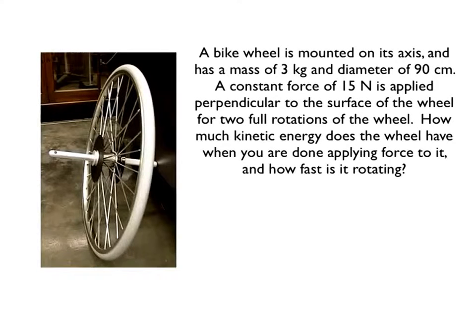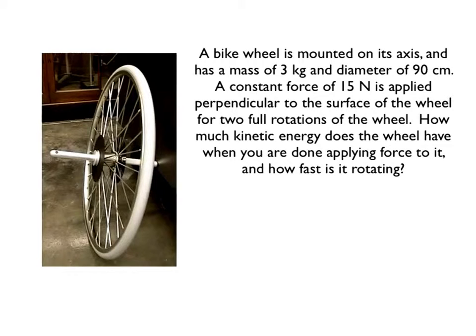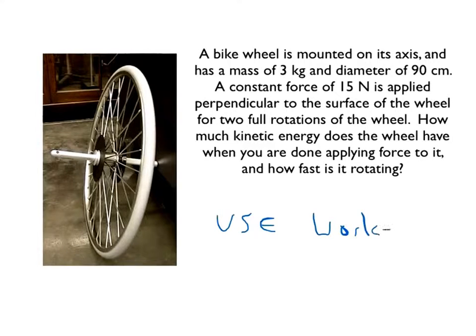So the question is, a bike wheel is mounted on its axis and has a mass of 3 kilograms and a diameter of 90 centimeters. A constant force of 15 newtons is applied perpendicular to the surface of the wheel for 2 full rotations. The two parts of the question are: 1, how much kinetic energy does the wheel have when you're done applying the force? And 2, how fast is it rotating? What we're going to do here is use the work energy theorem.